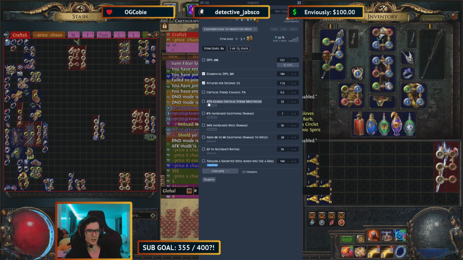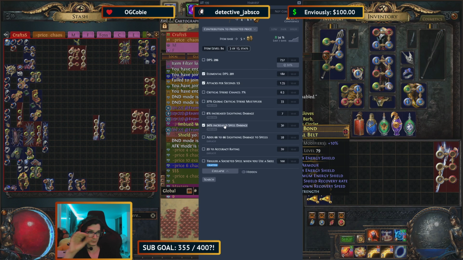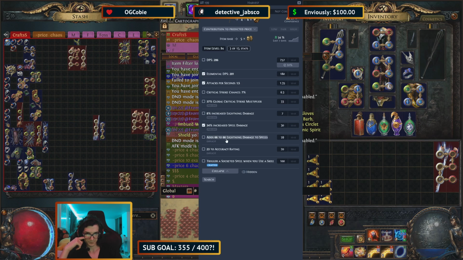I think they go elemental overload, meaning they crit, but they don't care about critical strike multiplier. So I'm not going to put in the critical strike multiplier. The lightning damage here is quite low, so I'm not going to count for that either. The spell damage is quite low. It is mostly coming from the fact that it is a wand, therefore there is a spell damage implicit. So that's that, and then we are going to have our lightning damage to spells. Better than this, you'll see once I go ahead and price check this.